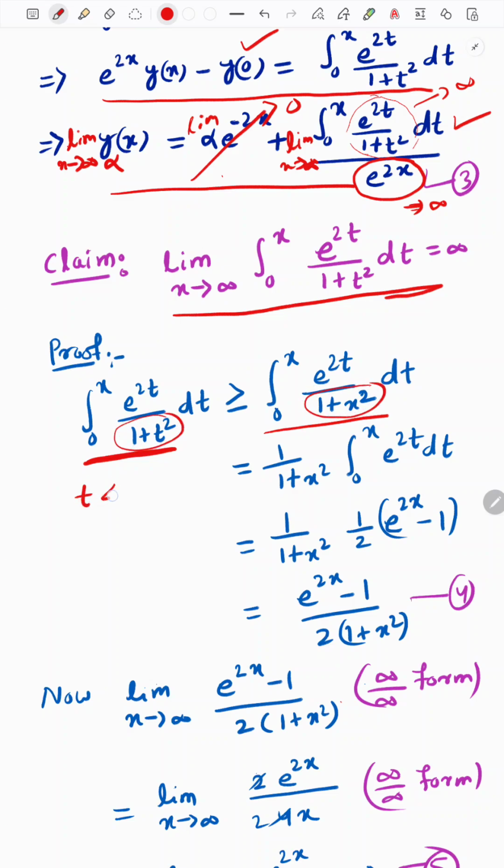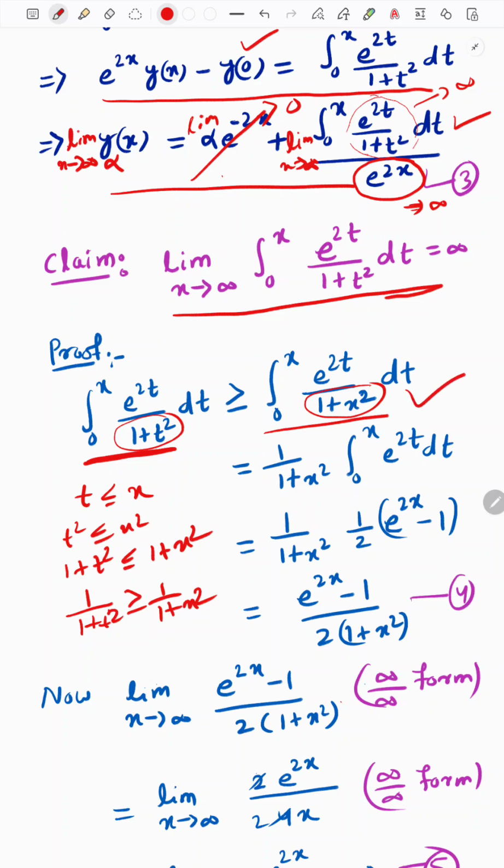Clearly our t is less than or equal to x, so t square is less than or equal to x square. So 1 plus t square is less than or equal to 1 plus x square. Then we will invert this, so 1 by 1 plus t square is greater than or equal to 1 by 1 plus x square. This inequality is used here. Okay, so we will get this inequality.